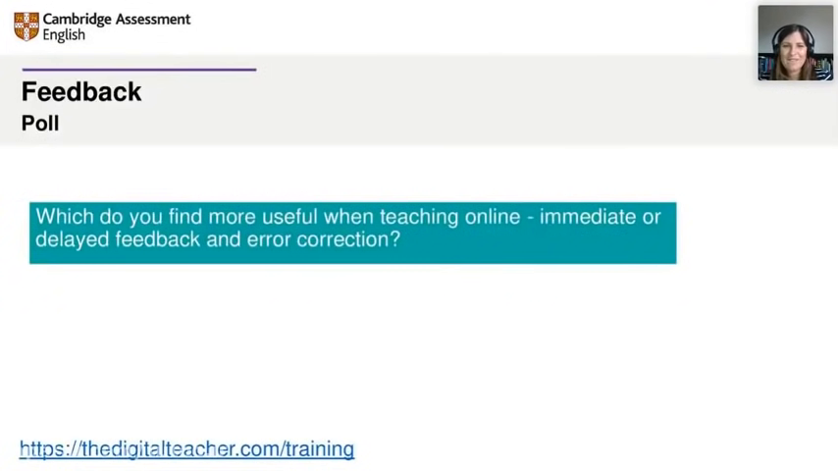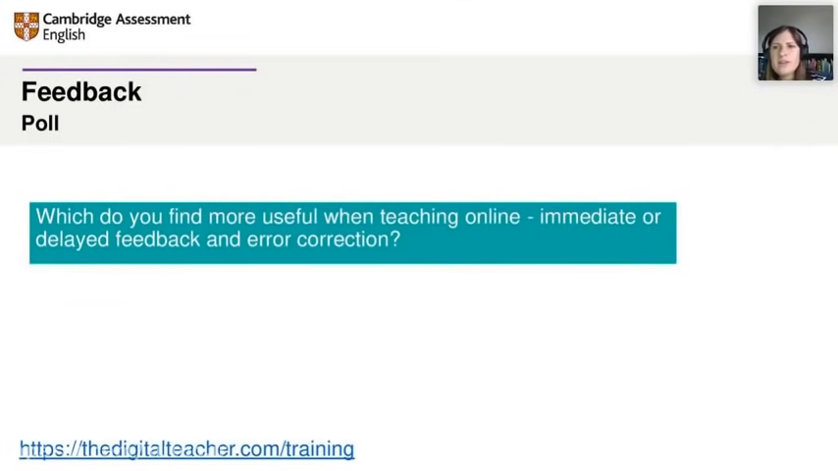Okay, so with that task in mind, let's have a look and a little think about feedback, okay? So thinking about the type of feedback that you might give in your online lessons, which do you find more useful, or which do you find easier as well? Is it immediate or delayed feedback and error correction? What do you tend to do in your online classes? Use the poll to answer.